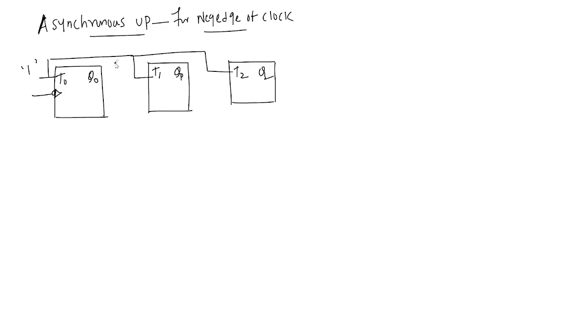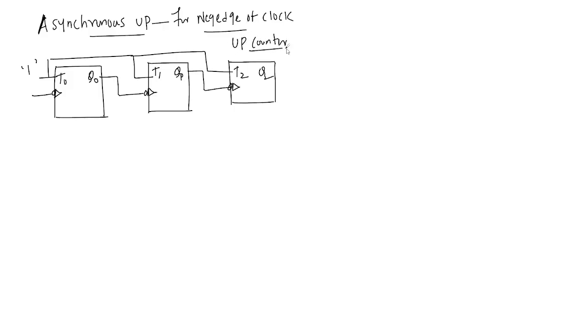So that is the up counter, the asynchronous 3-bit up counter. Q is acting as a clock, so this is acting as the clock for the next flip flop. This is what we call the up counter.